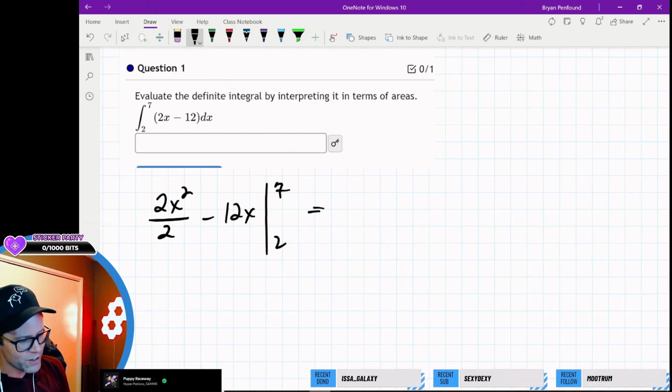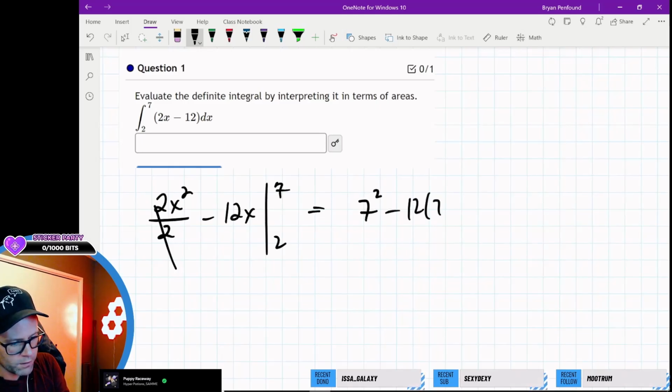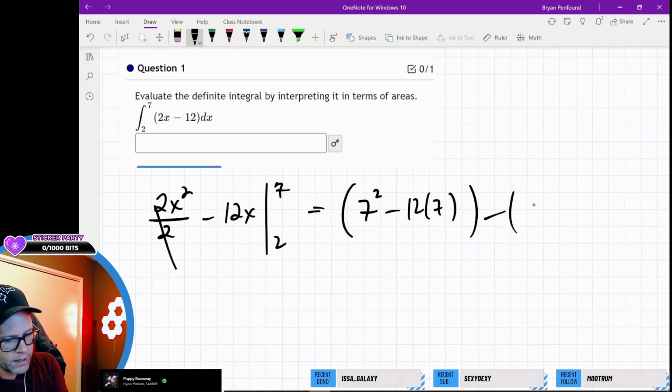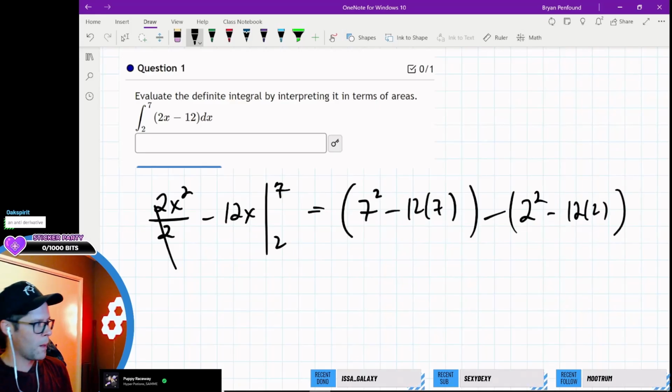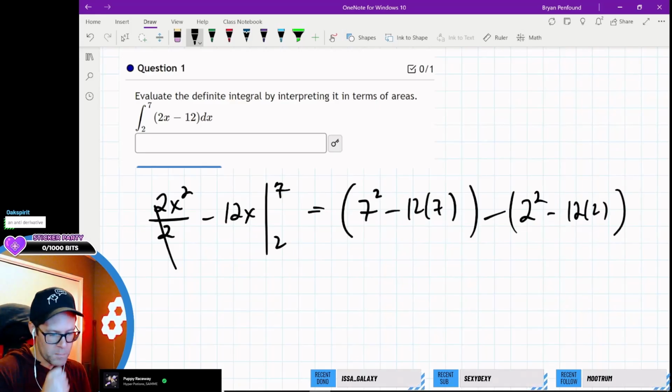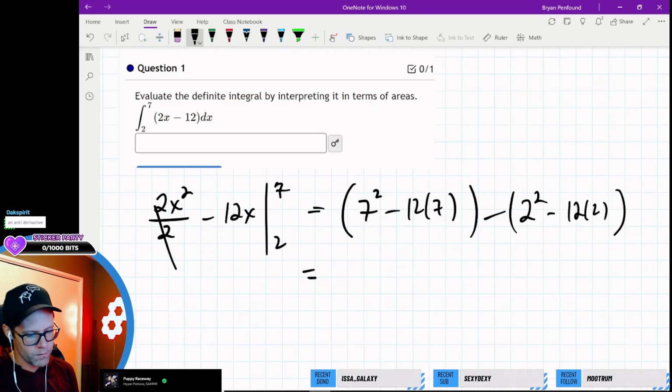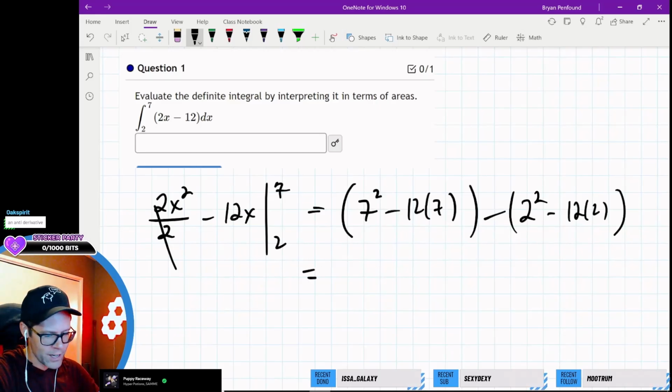Okay, we got an antiderivative. Let's substitute 7 and 2 in. So we need 7 squared minus 12 times 7. So that's going to be our first bit. And then we'll subtract 2 squared minus 12 times 2. An antiderivative, that is correct, yes. A single one. We just need a singular one. And the antiderivative will do.